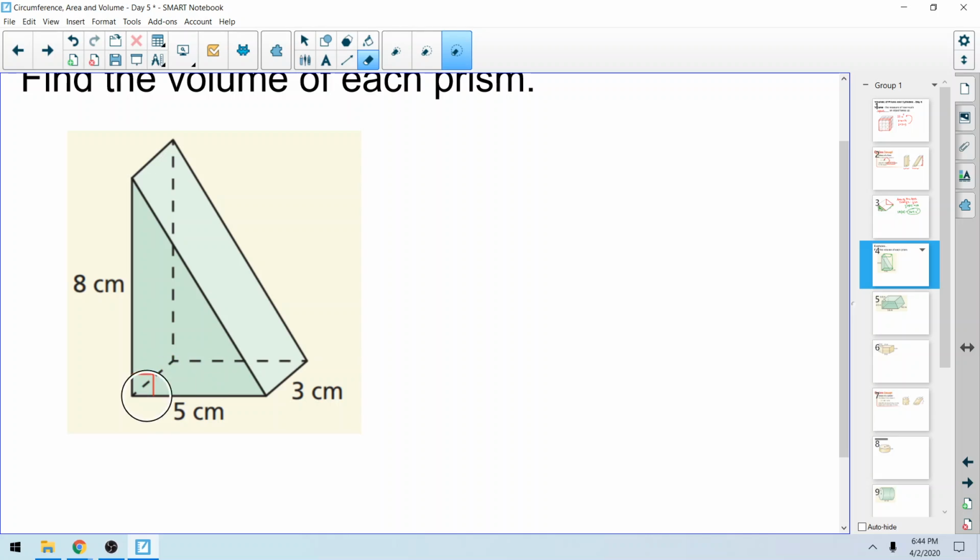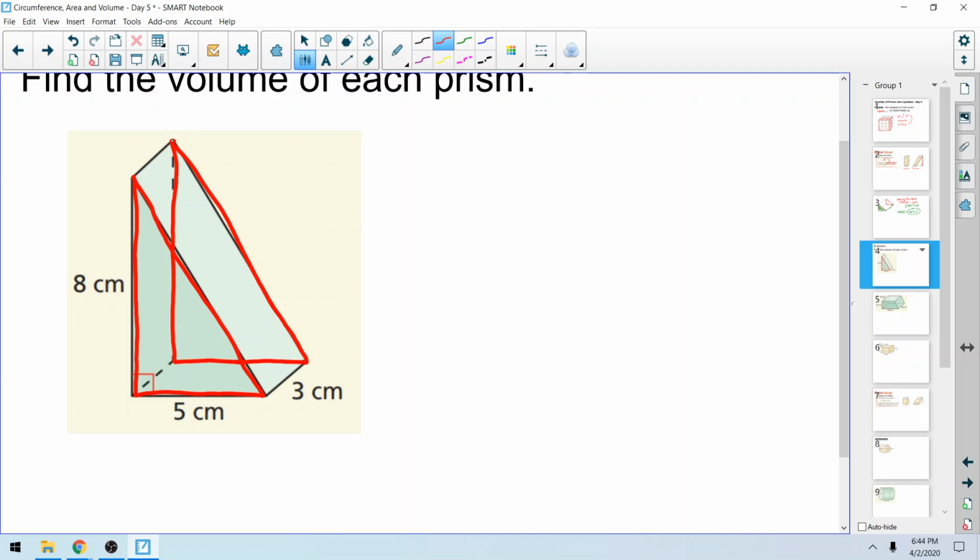You need to find a shape that has the same exact shape across from it. So I'm looking and I'm finding this triangle, because if I go back to the back of my figure, there it is again. So your base, once again, is a triangle, and we need the area of that base.